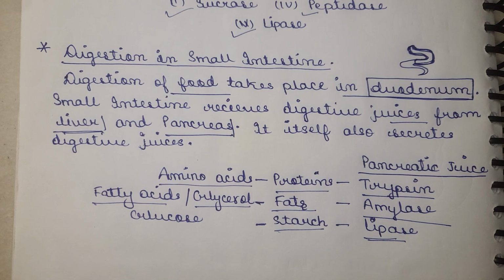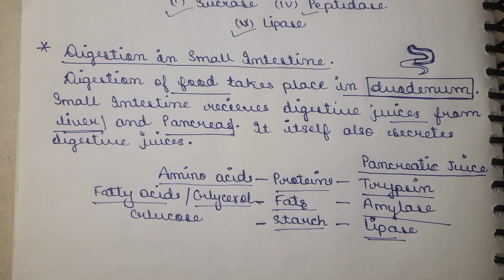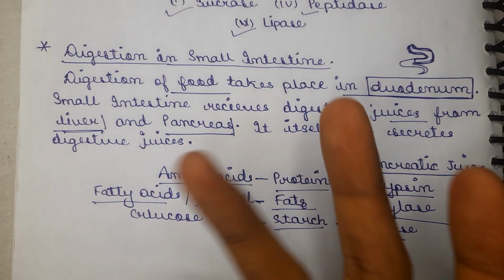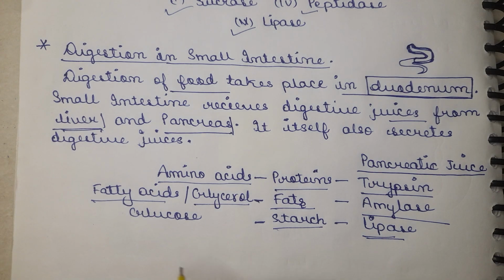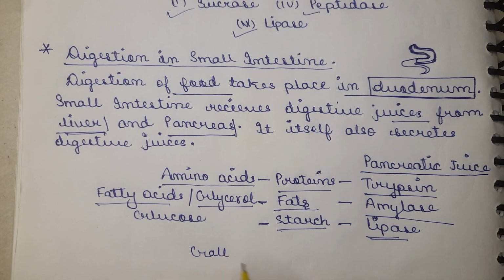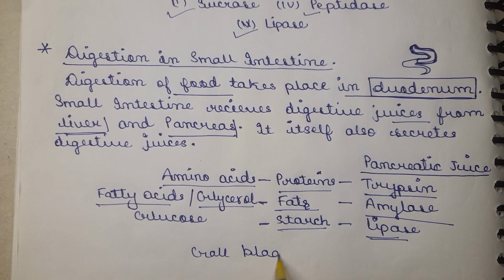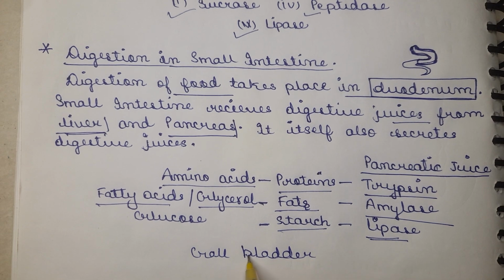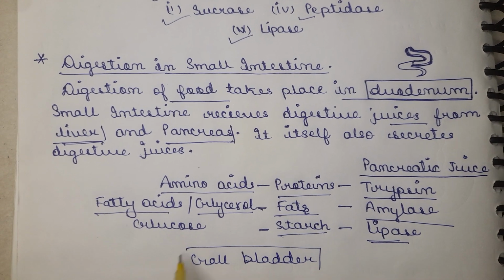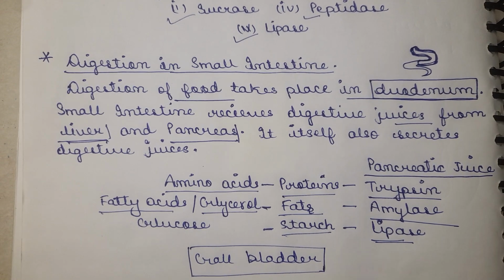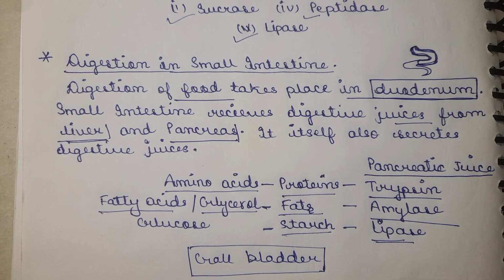Now here are some functions of the liver. The main function of the liver is to secrete the bile juice, and the bile juice is stored in a sac-like structure that is known as the gallbladder. So in the gallbladder, this bile juice is present, or stored.